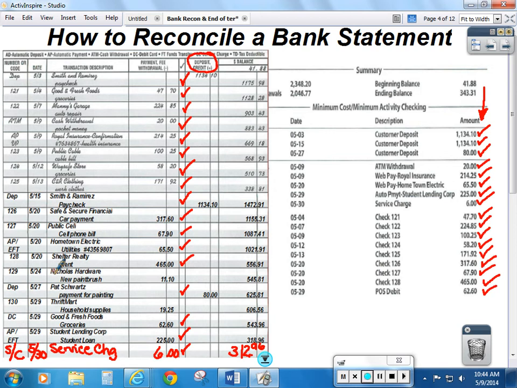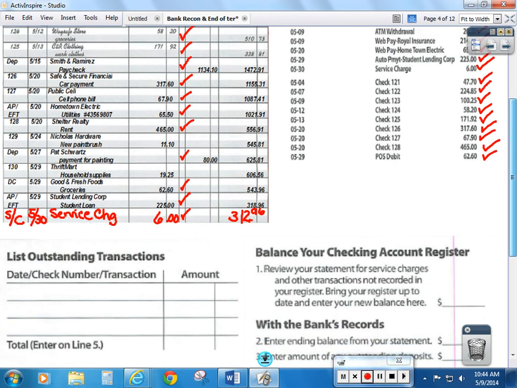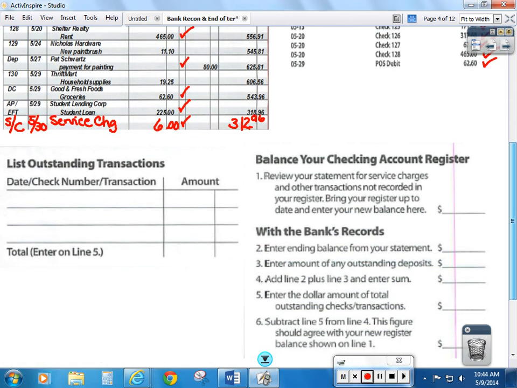Nicholas Hardware has not made the deposit yet. They've not deposited this check that I wrote them for $11.10. Therefore, the bank on this side, they don't know about that charge yet. They will, just not yet. So it's really a timing difference.